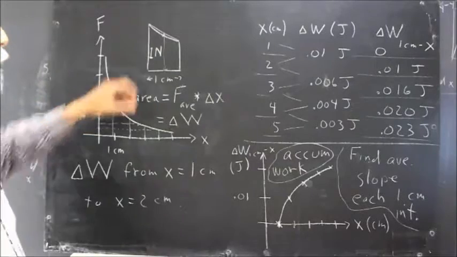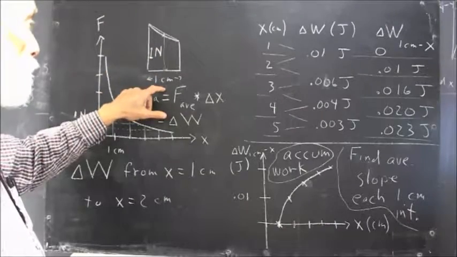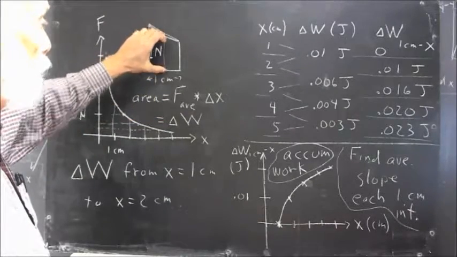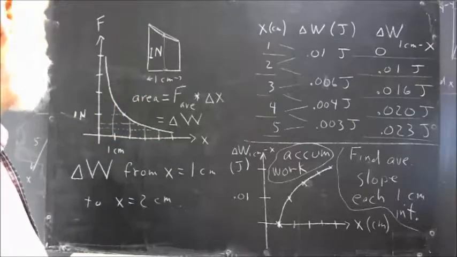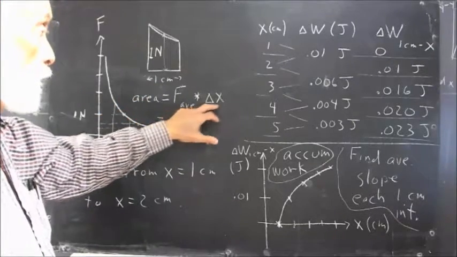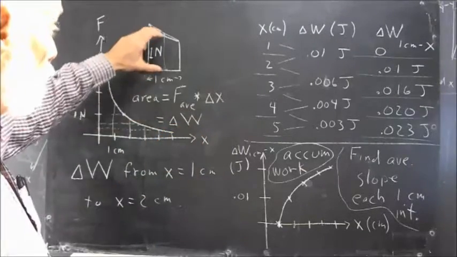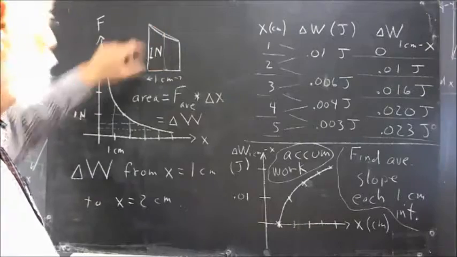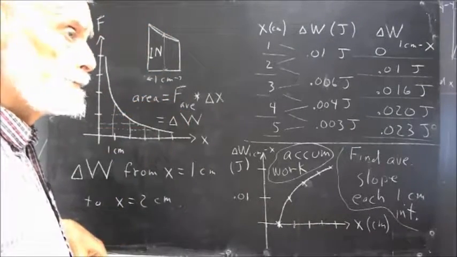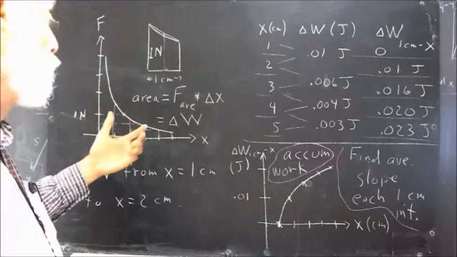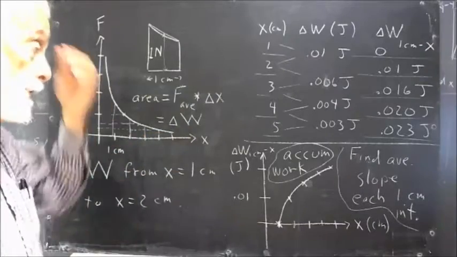Okay, so that calculation, that average force of 1 Newton times 1 centimeter, corresponds to the calculation of the area beneath the curve for that 1 centimeter displacement. So the area under the curve is average force times delta x, which is the work done. The average altitude of this trapezoid, or of this region, represents the average force. The width represents the delta x. We get the delta W.